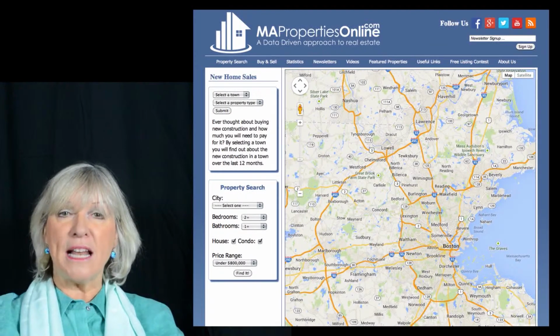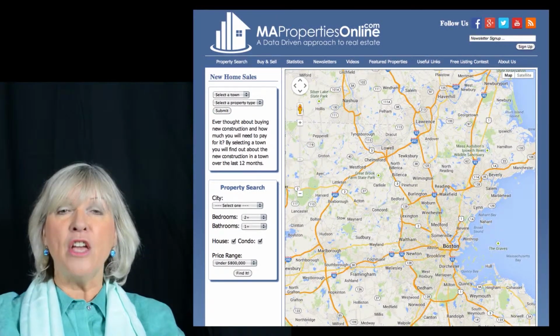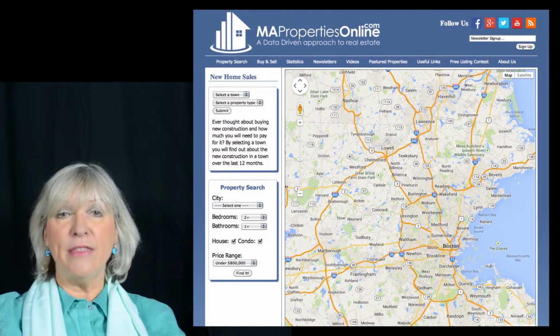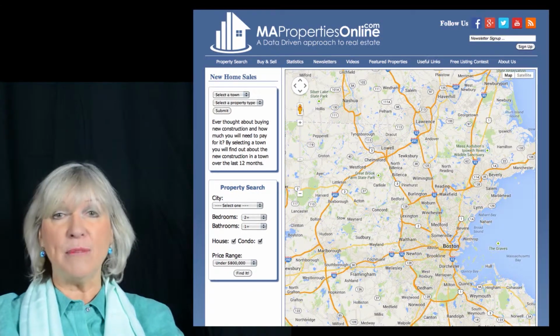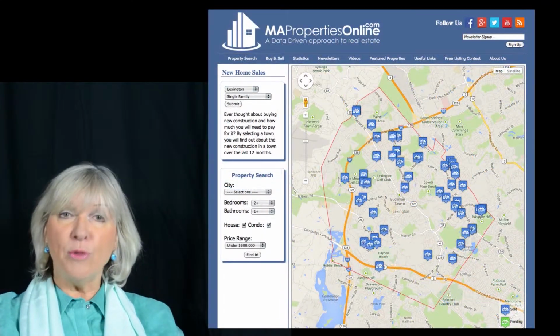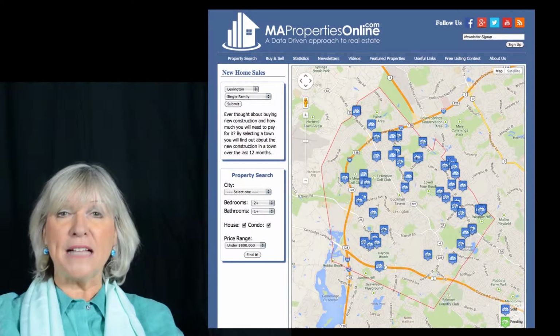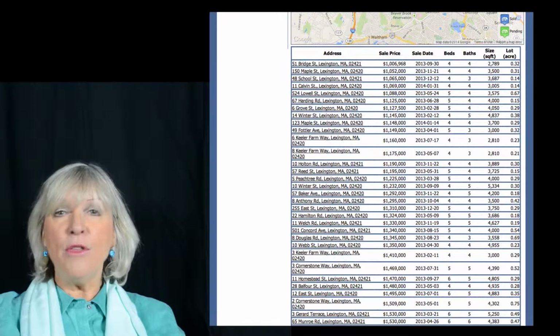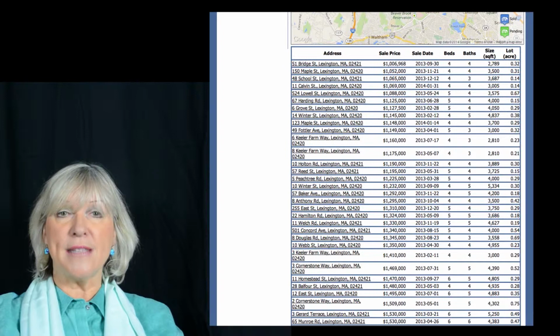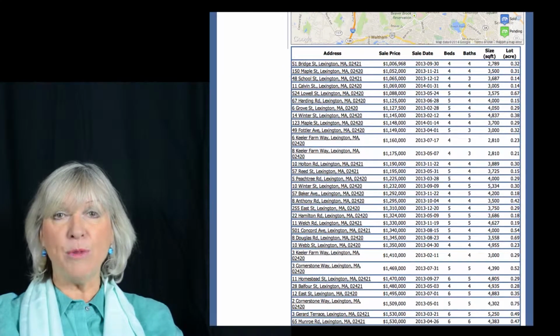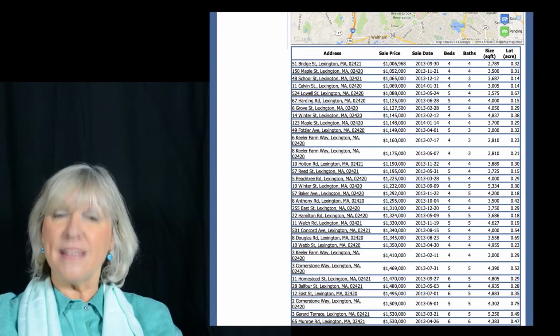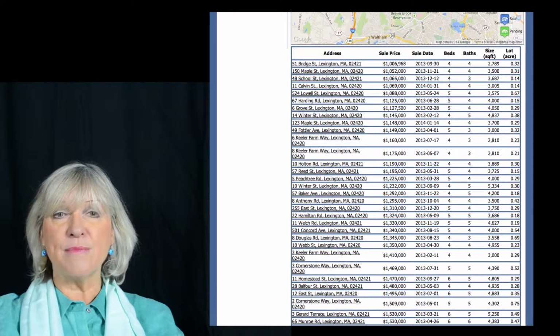If you are interested in buying new construction but uncertain of what it would cost or what the average size of new construction is in each town, you can check out the new home analysis on our statistics page. You can select the town, then the property type, for instance, single family, and then you will get a map of all new construction in that town over the last 12 months. Below the map, you can see a table that shows the sales price, sale date, number of bedrooms, number of bathrooms, the size of the home, and the lot size.